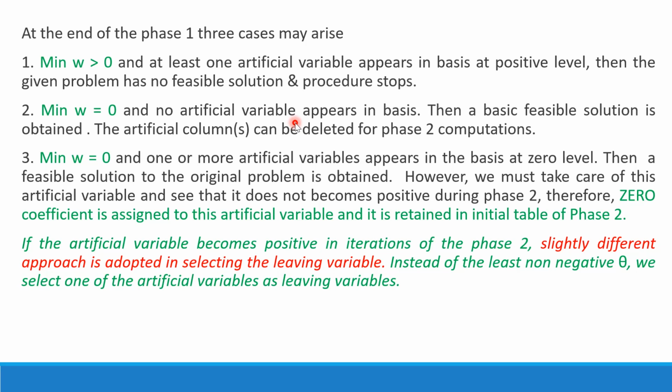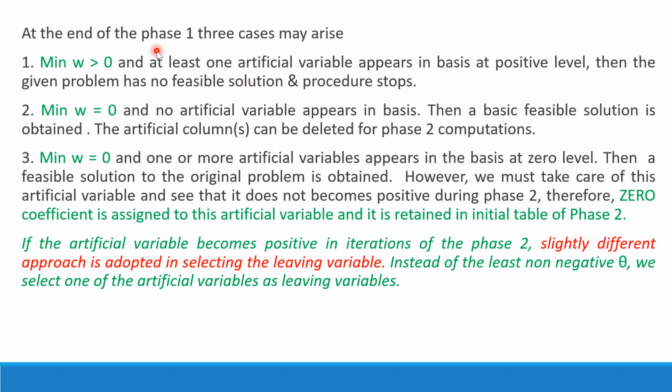Today we'll see case number 1, in which the value of minimum W is greater than 0 and at least one artificial variable is appearing in the basis column. This case terminates at the end of phase 1 itself, because there is no feasible solution available to this particular problem. Therefore the procedure stops after the end of phase 1.